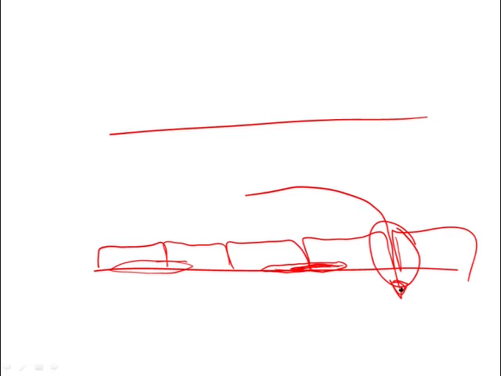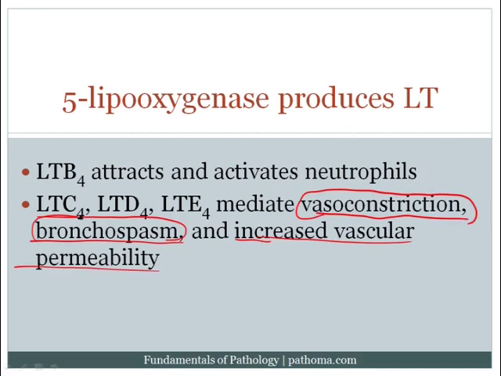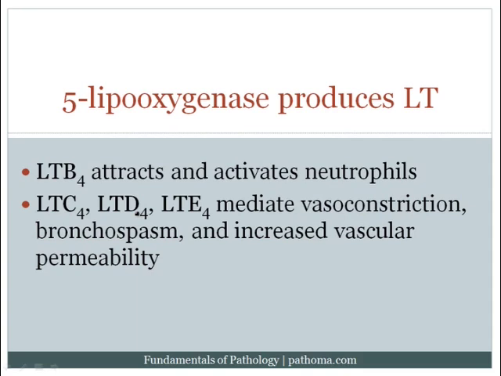So again, when we think about these leukotrienes, leukotriene C4, D4, and E4, they're going to mediate vasoconstriction by causing constriction of the smooth muscle of the arteriole. They're going to mediate bronchospasm by causing constriction of the smooth muscle wall of the bronchus, and then increased vascular permeability by causing contraction of the pericytes, which again contain contractile function. So that's the way I remember leukotrienes.